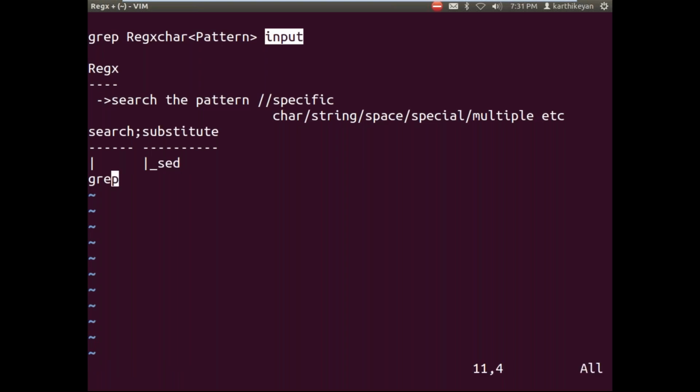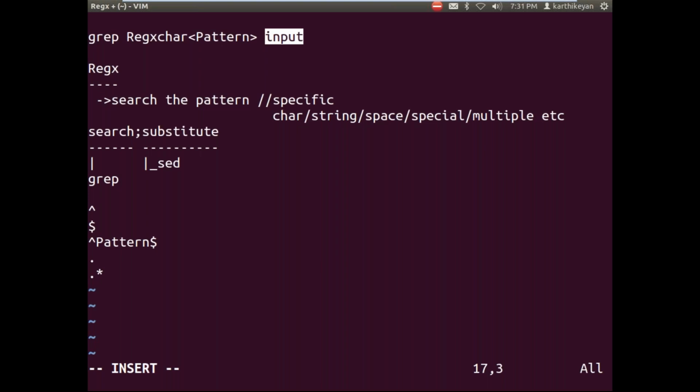So what is the meaning of finding the specific pattern? There are a few special characters. One is called the anchor symbol, another one is called the dollar symbol, next one is called the anchor pattern, then another one more. These are all the special characters we will use in regex, I mean in the grep command.